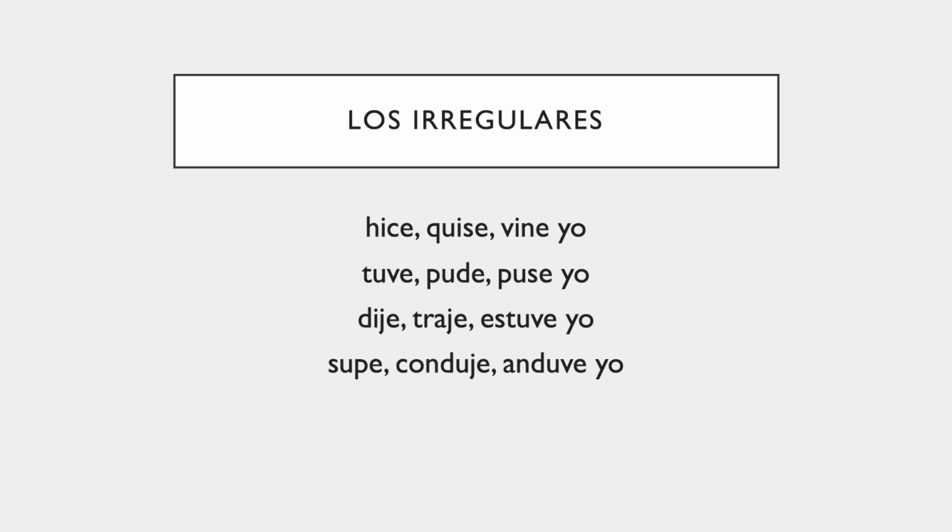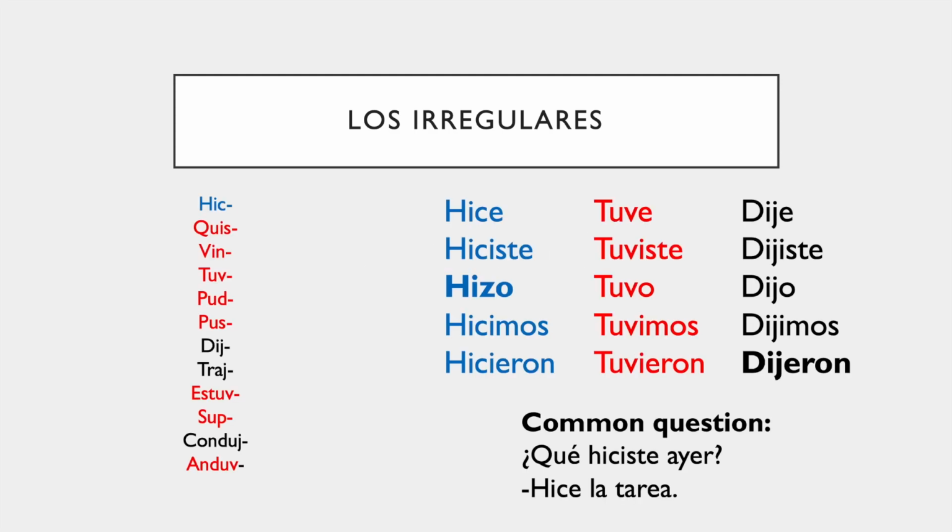So if you practice those over and over again, then they'll come easier to you whenever you're trying to conjugate the verbs. Alright, so let's break down that list of irregulars in the chant. If you'll notice, I have them color coordinated here. The blue one, HIC, comes from hacer.